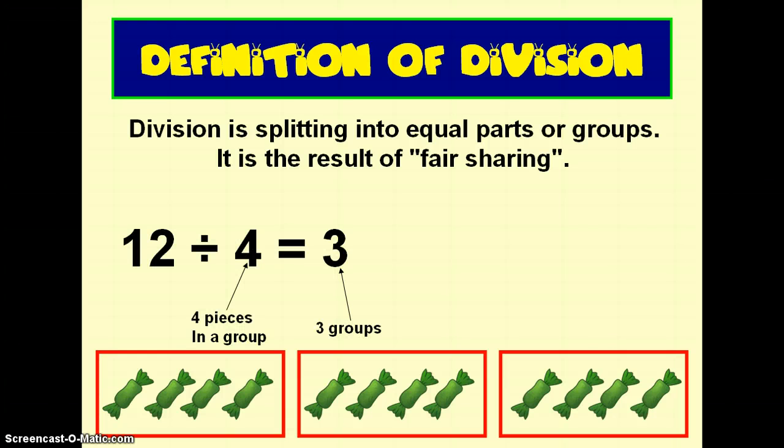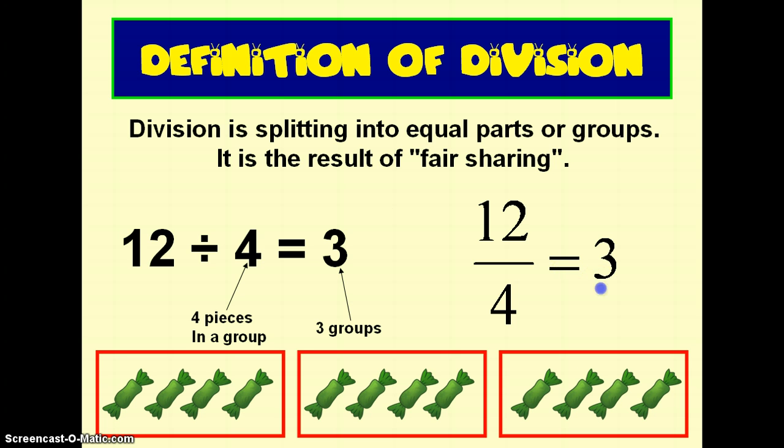So mathematically, here's what I've done. I've taken 12 pieces of candy, and I've put 4 pieces in a group. That results in 3 groups. Another way to write that is in fraction form, where 12 divided by 4 equals 3. That fraction bar is actually a division symbol. Okay, 2 ways to write it numerically.